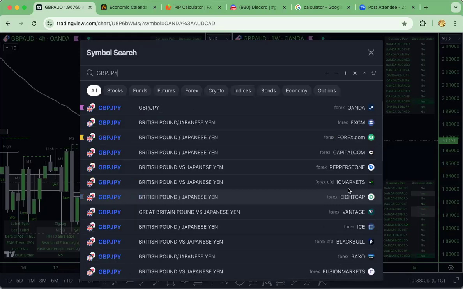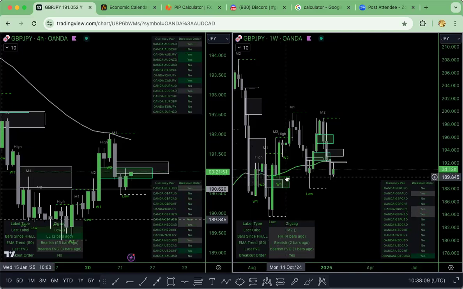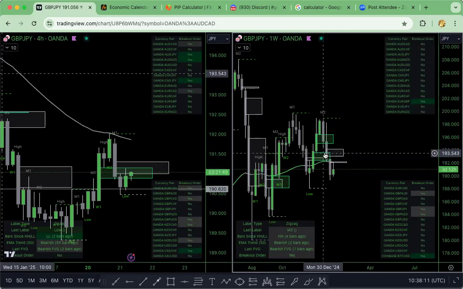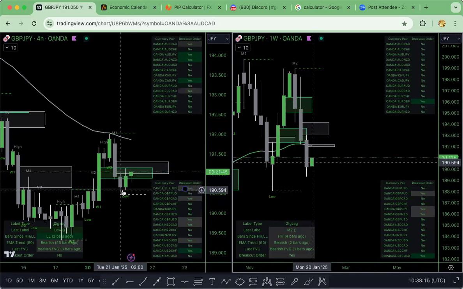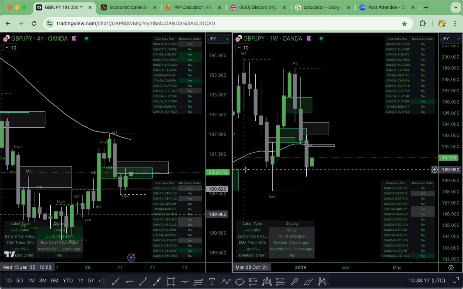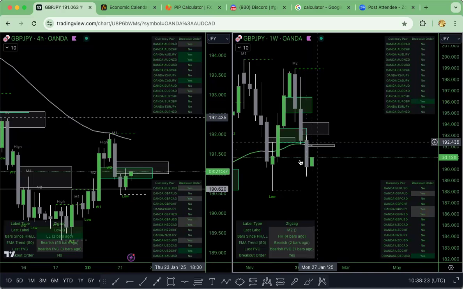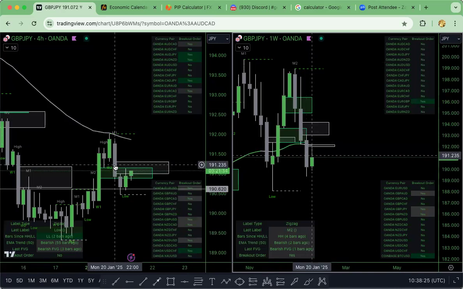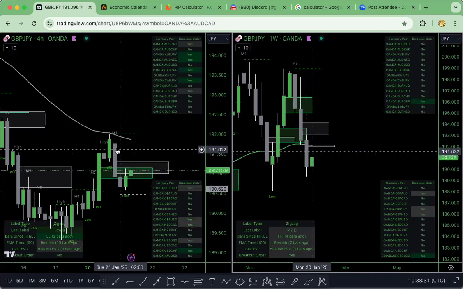GBP, JPY. So GBP, JPY, we had a breakout order here on the weekly. So technically, GBP, JPY could sell more because last week was the breakout of the weekly EMA, and we had the breakout order. And technically, look here, from the Monday, you can see what's happening on the 4-hour chart, the rejection of the daily breakout order exactly there.